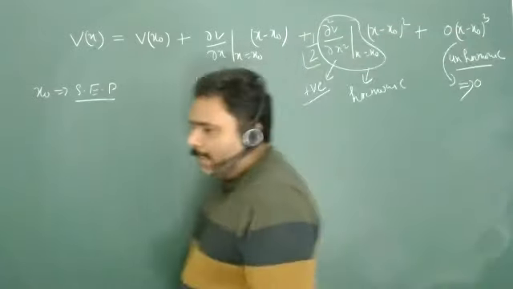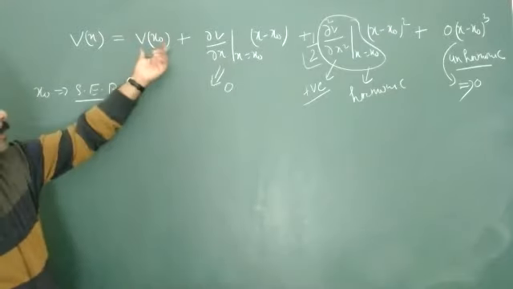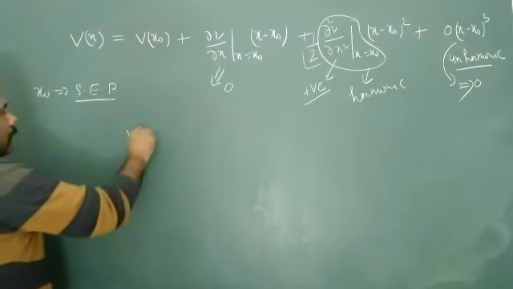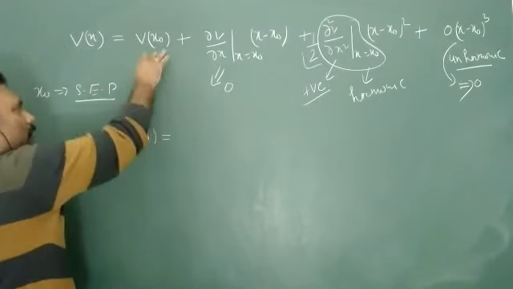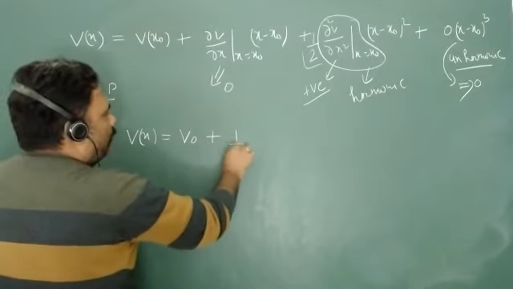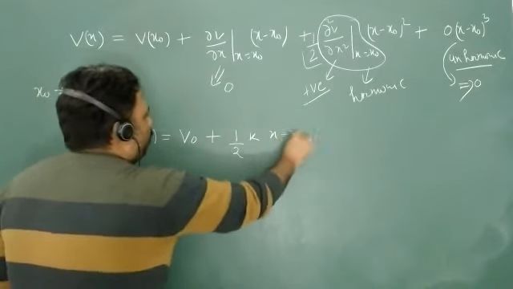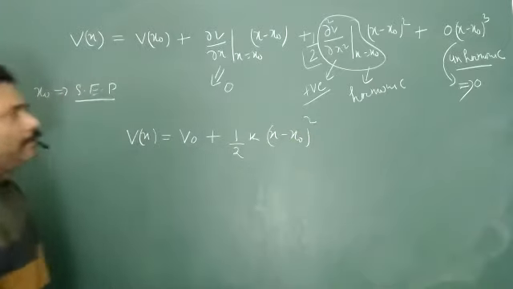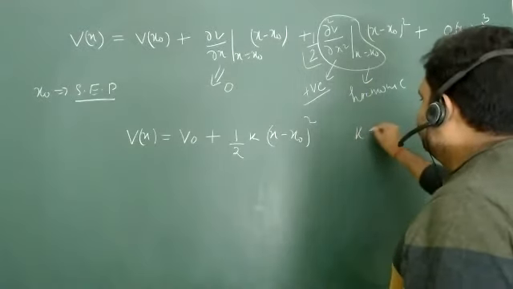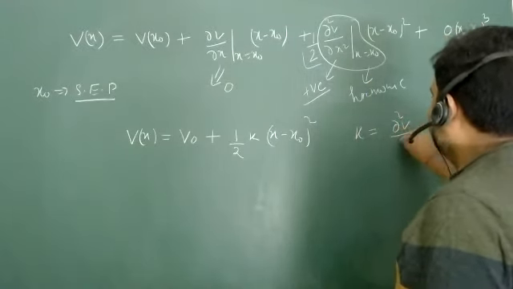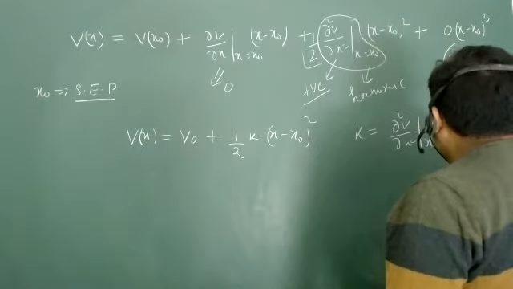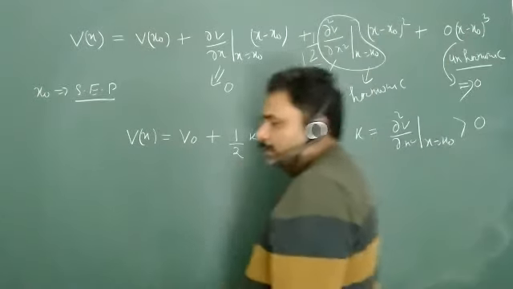Then I can write my potential, and obviously this one is a constant. So I can write my potential V(x) as some constant value V naught plus half k (x minus x naught) whole square. And what is this value of k? The value of k is identified as del square V upon del x square at x equal to x naught, which must be greater than 0. So this is the value of k.